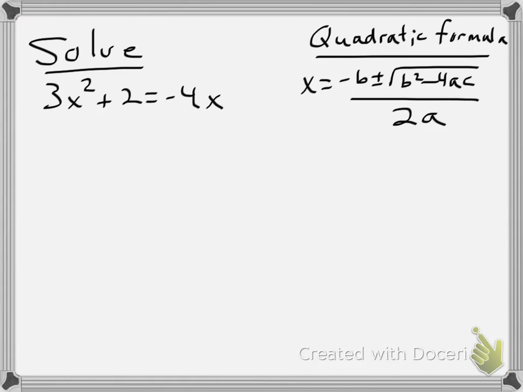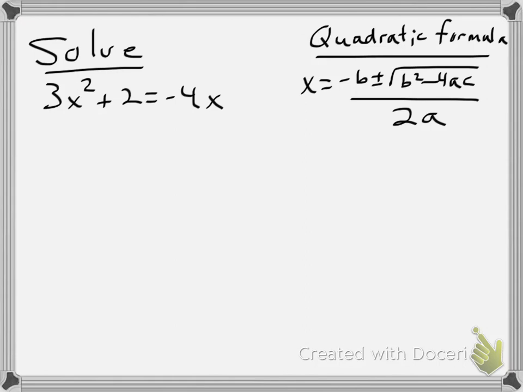Our quadratic formula on the right, x equals the opposite of b, meaning that if b is positive, it becomes negative, and if b is negative, it becomes positive. So it's not read as negative b. Plus or minus the square root of b squared minus 4ac, all divided by 2a.